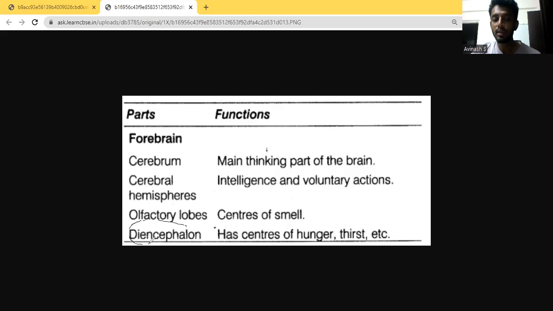And the diencephalon is also part of the brain. Cerebral hemispheres and diencephalon are all almost the same, and this part is also responsible. All four are almost the same, but they have been given different names to make you understand the main function of each. So the diencephalon has centers of hunger and thirst. Whenever you feel thirsty or hungry, the diencephalon comes into play during those times.